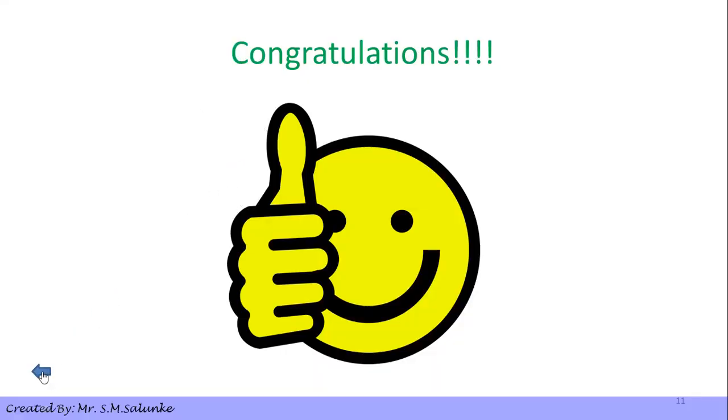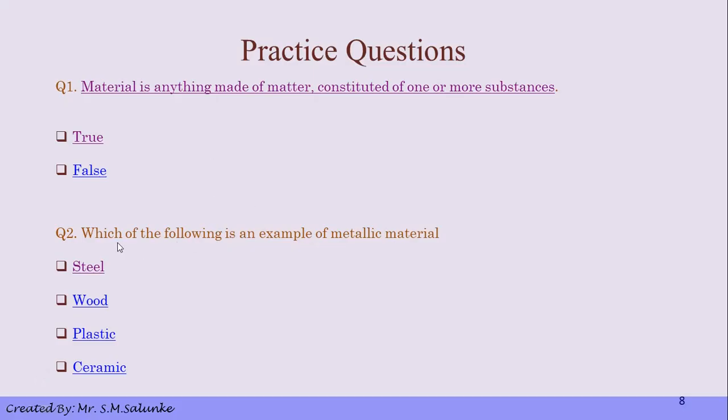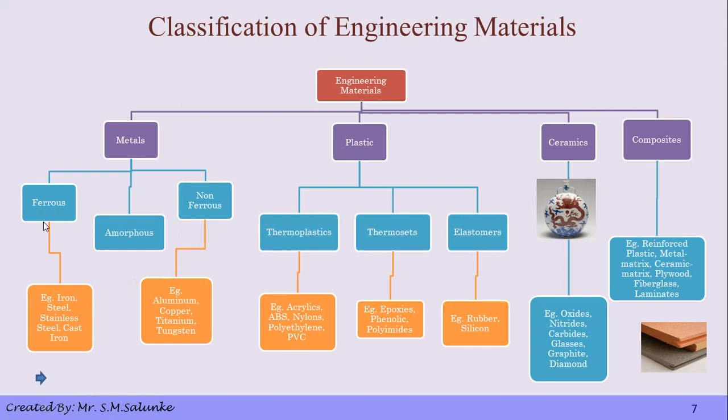Congratulations. Now next, let's go for question number 2. Which of the following is an example of metallic material? Options are steel, wood, plastic and ceramic. We definitely know that wood is not a metallic material, similarly plastic, and same goes for ceramic. So the answer is steel. We can confirm it from here. In our slide we can see the metals are ferrous metals, that is metallic metals. The examples are iron, steel, stainless steel, cast iron, etc.